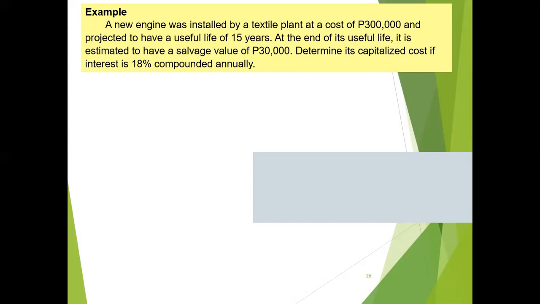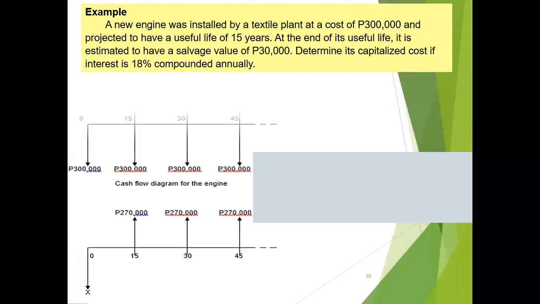So for our next example, a new engine was installed by a textile plant at a cost of 300,000 and projected to have a useful life of 15 years. At the end of its useful life, it is estimated to have a salvage value of 30,000. Determine its capitalized cost if interest is 18% compounded annually.